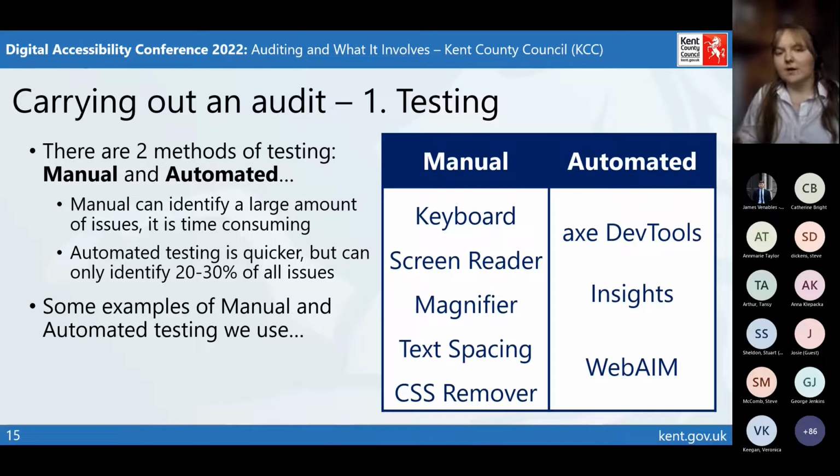As you can see on the slide, we actually try and use a wide variety of tests. So anything from keyboard navigation, magnifier, run a few scripts, that kind of thing. And we can see really how this affects the page. But then there's also automated testing, which is in itself much quicker than a manual test, but really it only identifies around 20 to 30% of the issues on a page.